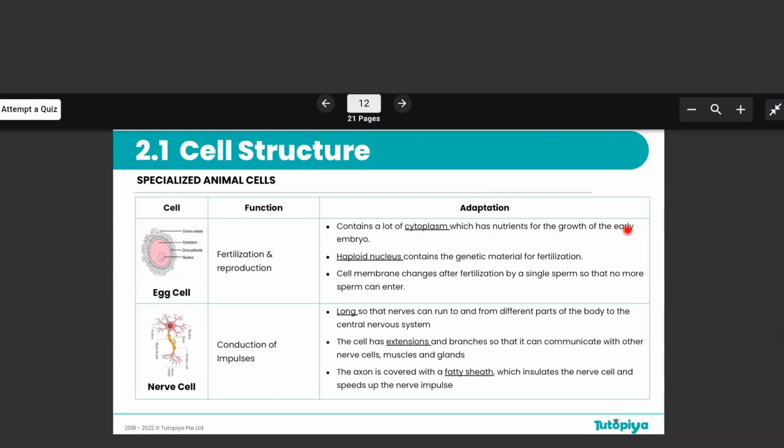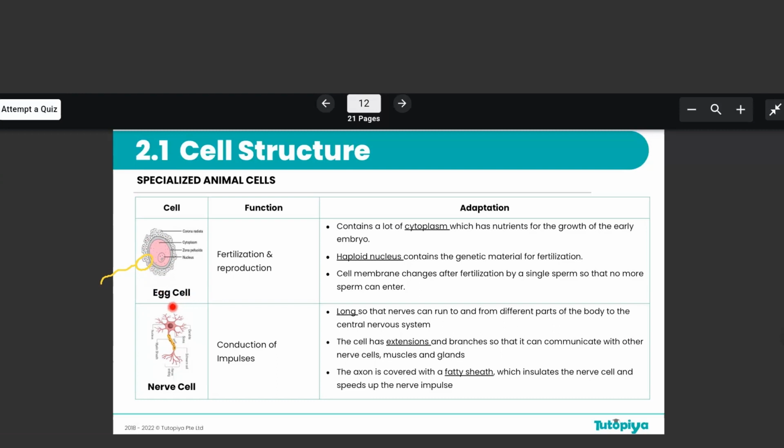All right. And just like the sperm cell, this egg cell too contains the haploid nucleus containing the genetic material. And regarding the cell membrane of this egg cell, there's something very unique about it. The cell membrane changes after fertilization by a single sperm so that no more sperm can enter. So let's imagine that this particular egg cell happens to get fertilized by a sperm cell. Then the cell membrane of this egg cell changes so that no more sperms can enter into it. All right. So that's about the egg cell.